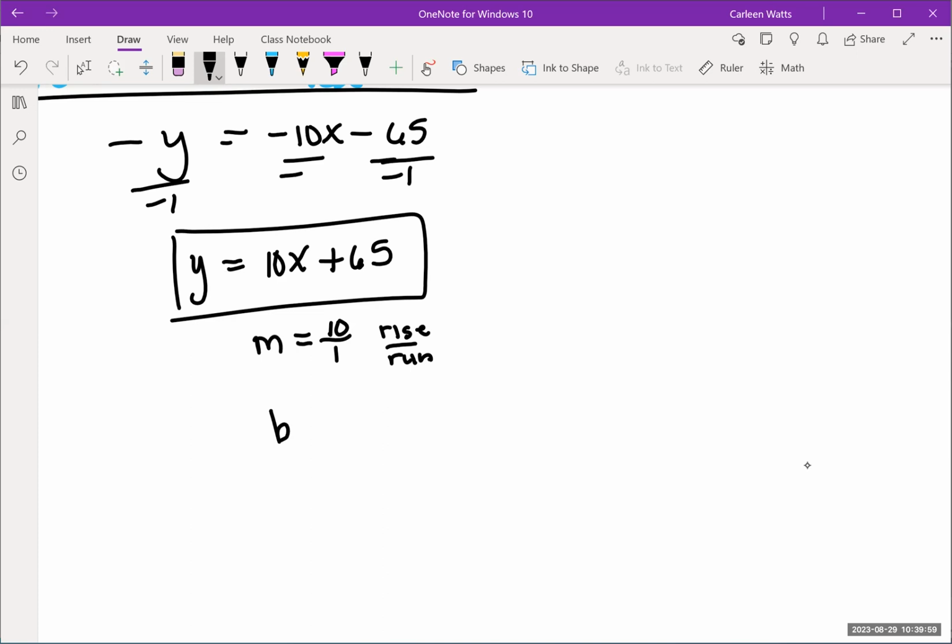Okay, and b is the y-intercept. It's the heart of the graph. It's on the spine. It's where it begins. And we see here that this graph would begin at 65. Okay, so I don't have graph paper that goes up to 65, but that's where it is. So this is what it's doing.